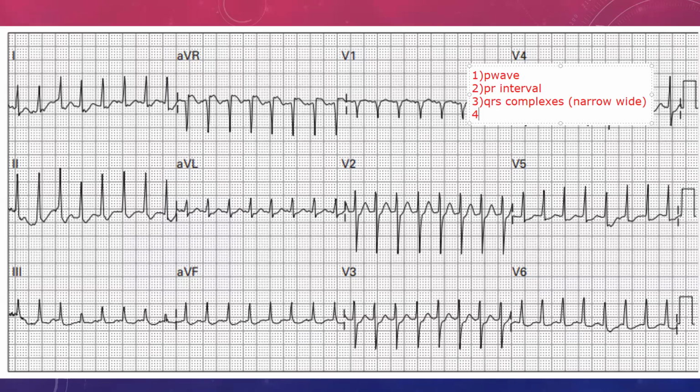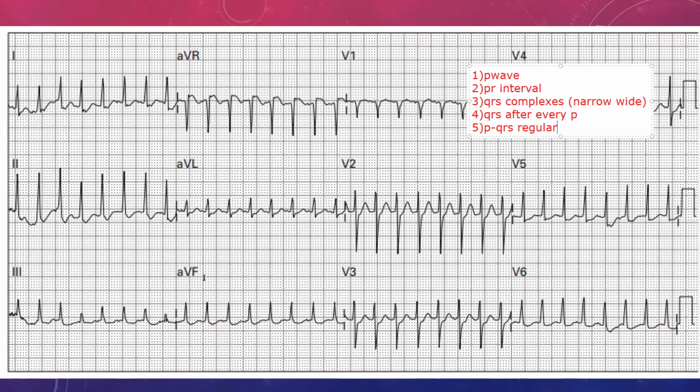Number four, is there a QRS complex after every P? In other words, is the ventricle contracting after the atrium, and is it happening every time? That's what we are looking at. And number five, do those groups of PQRS, in other words the ventricle and atrium contractions, are they regular? So these are the five things that we're going to look for.